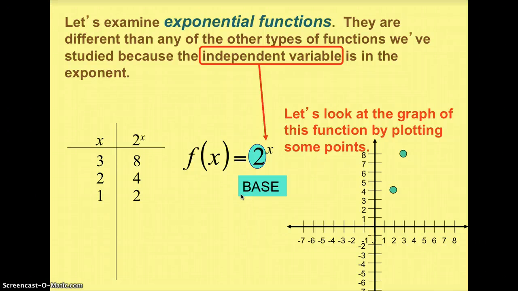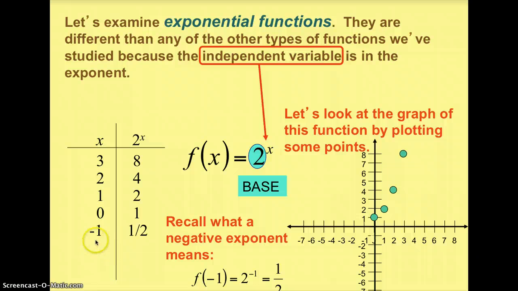Let's give one more. 2 raised to the first power is 2. So your coordinates are 1 and 2. Let's graph that. There you go. And then another value is 0. 2 raised to the 0 power. As you know, any number raised to the 0 power is equal to 1. So you have your point over here. When x is 0, your y is 1.